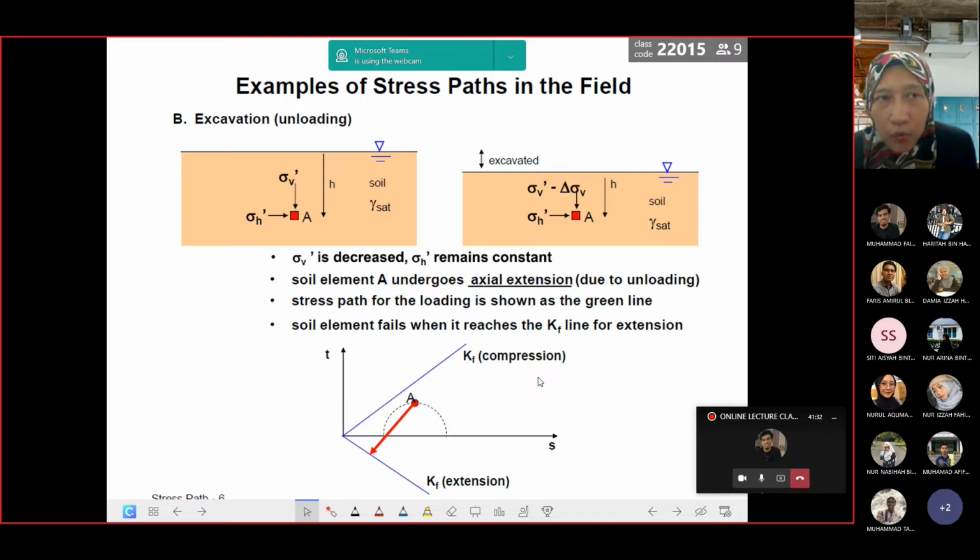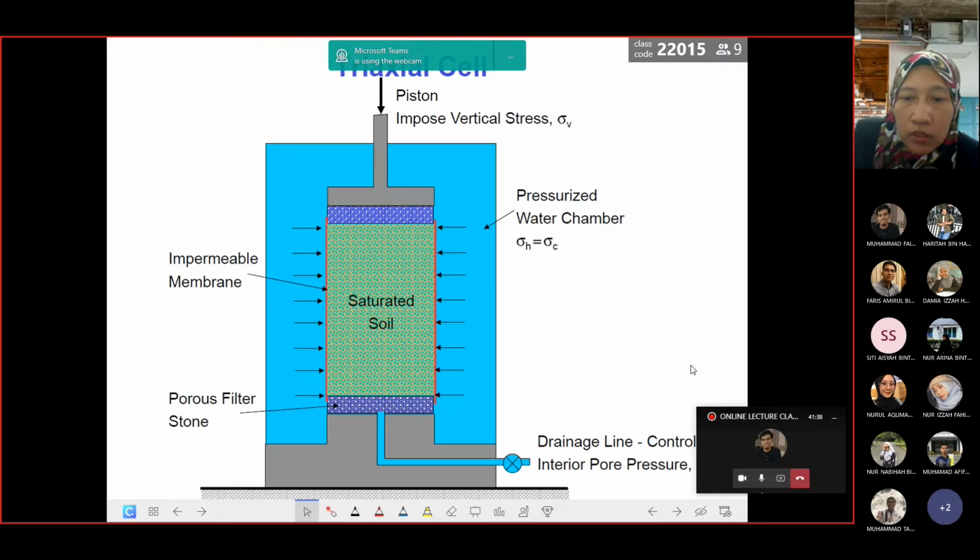So benda tu dia tak boleh senang nak represent kan. So somehow they can represent it using the stress path lah. So this is what I try to explain. And then look at one example here, kalau you ada triaxial test.